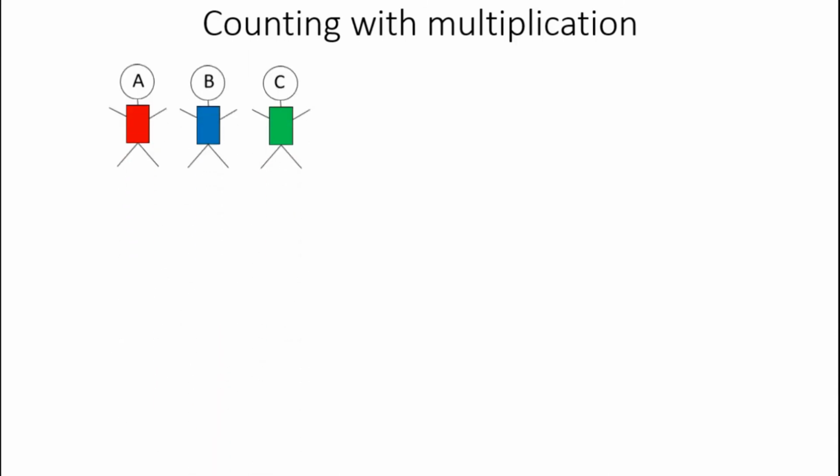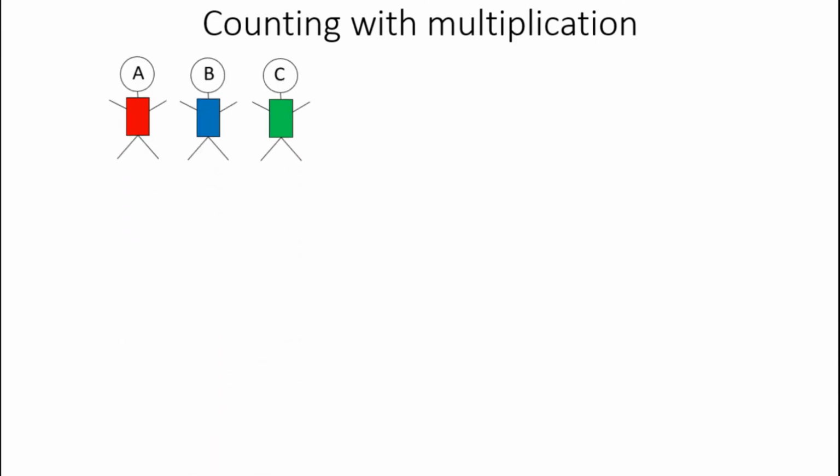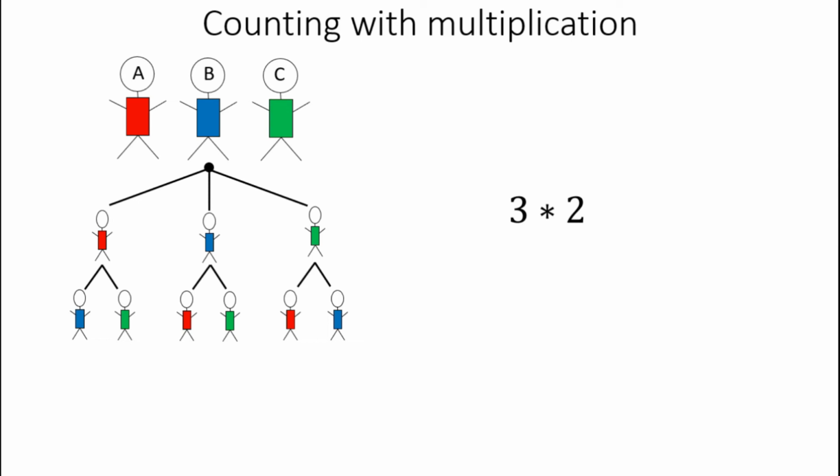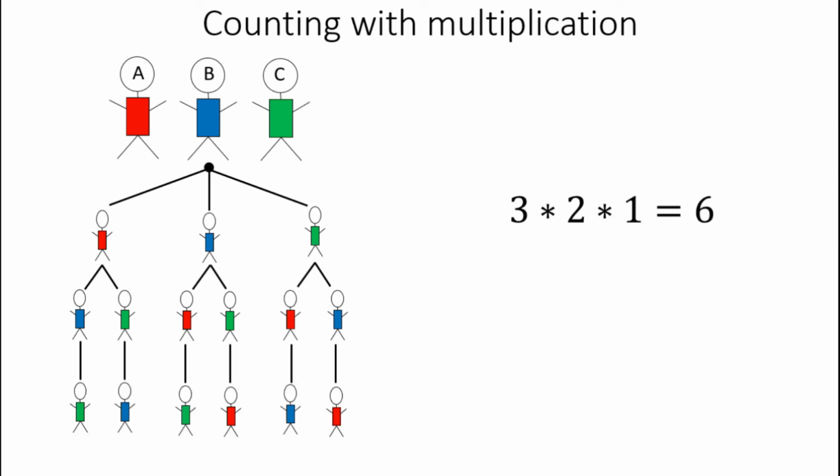Returning to Ace, Bob, and Chris, we can see that we have 3 choices for the first person in the arrangement. Then, regardless of who we pick, we are left with 2 people, so there are 2 choices for who goes next in the arrangement, and then we are left with 1 person. So the number of ways to arrange Ace, Bob, and Chris is 3 times 2 times 1, which is equal to 6.